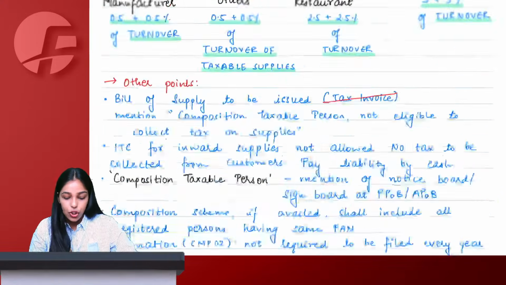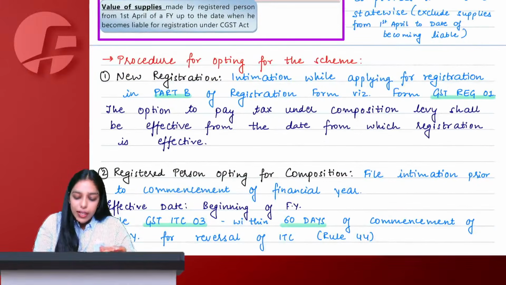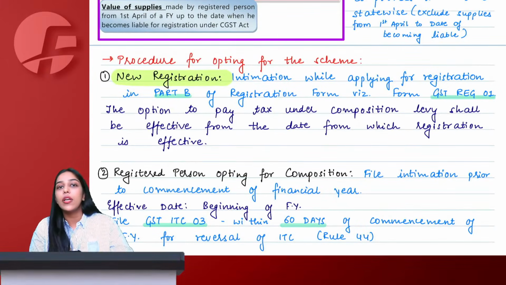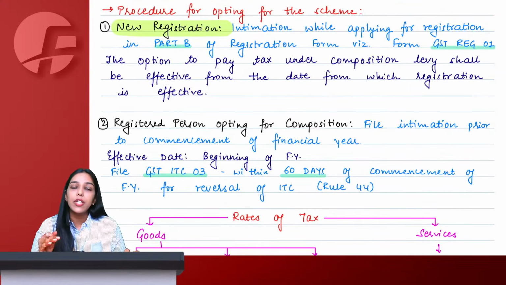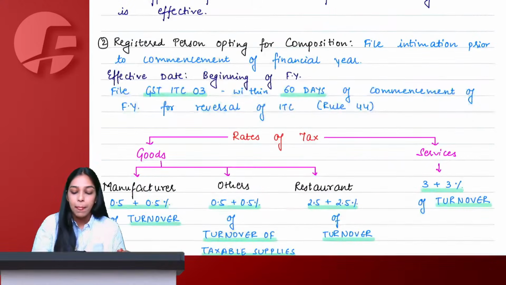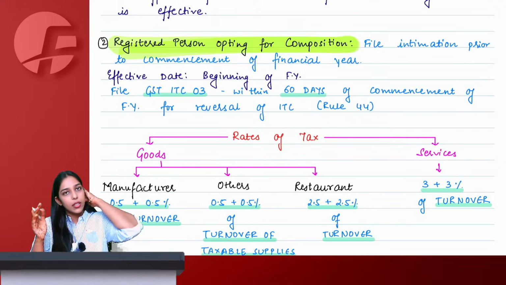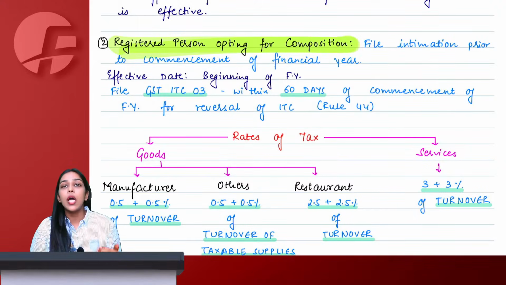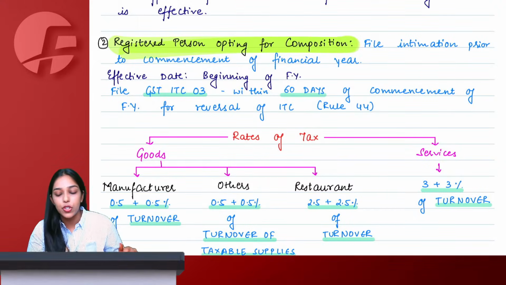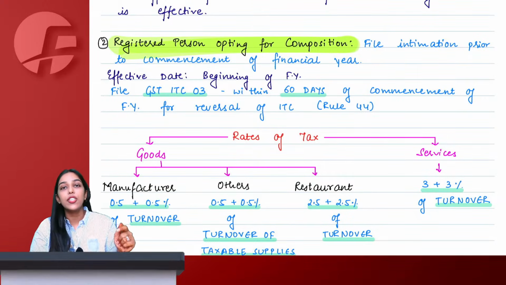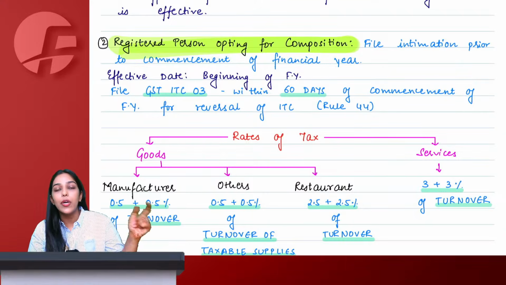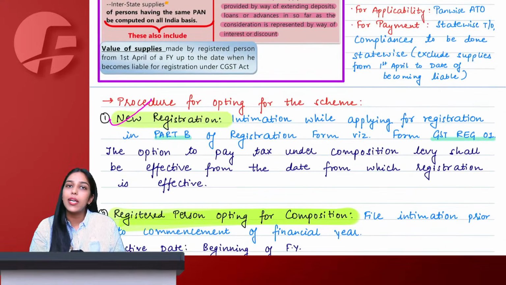Right, ma'am? Sure. So if you are taking new registration, while filing your registration application, you will say I want to be a composition person, and your effective date of registration automatically becomes your effective date of becoming a composition person. If you are already a regular person but your turnover is always below the threshold limits for composition, you now want to shift to composition scheme. In that case, you cannot shift in middle of the year. You cannot shift from regular to compo in middle of the year. New registration you can take anytime.